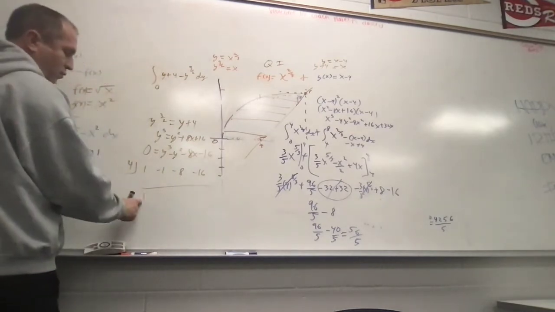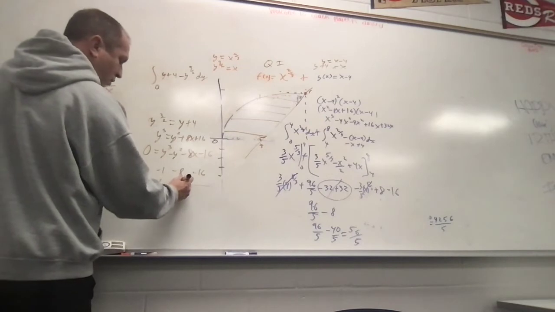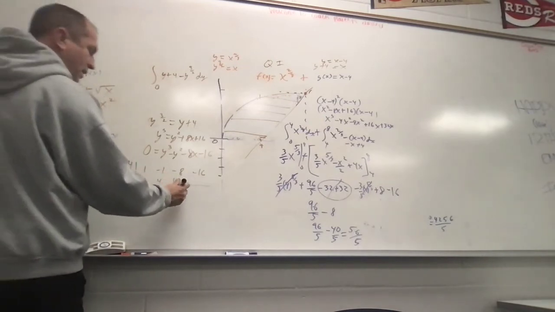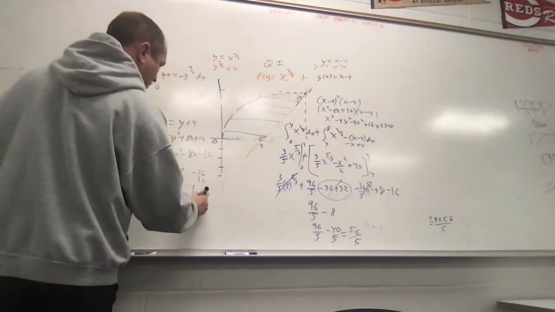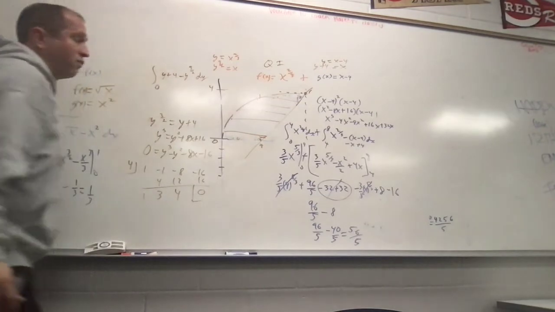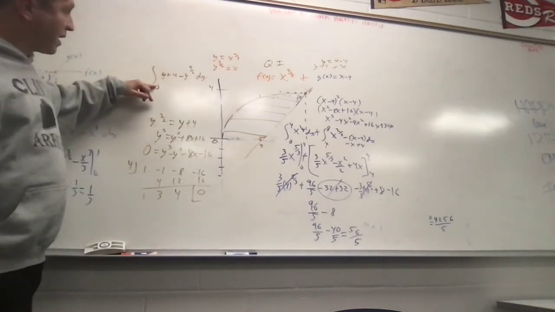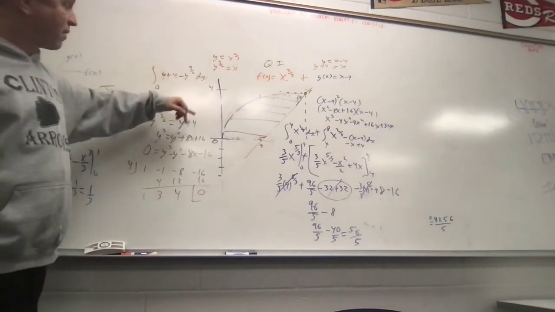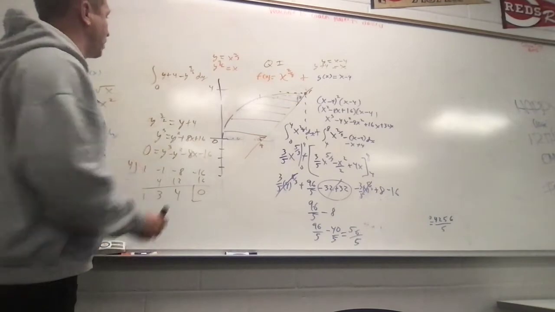So 4 and 1 is 4. 4 minus 1 is 3. 4 times 3 is 12. 12 minus 8 is 4. 4 times 4 is 16, so we get 0 here. So this intersection point is when y is equal to 4. Let's think about what that means for us. Now we've got the integral in terms of our y values, and instead of going from 0 across here, we're going from 0 up to 4.